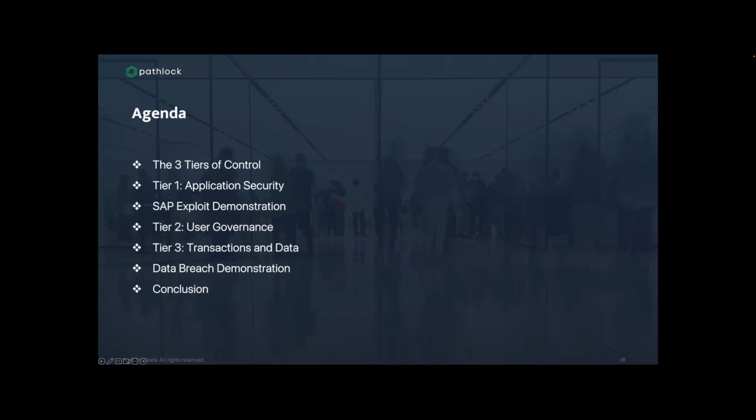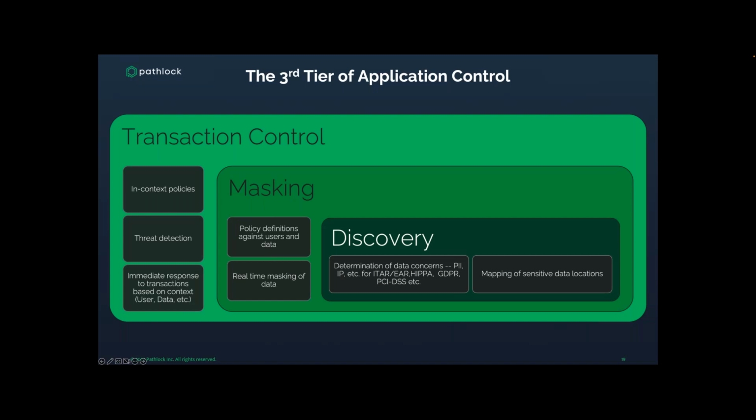So let's talk a little bit about this third tier around transactions and data. Some people may say, when you look at this model that we have for this third tier, it's missing something. I'll go through and explain it, and then touch a little bit on where people feel like something might be missing. The first piece is discovering the data.